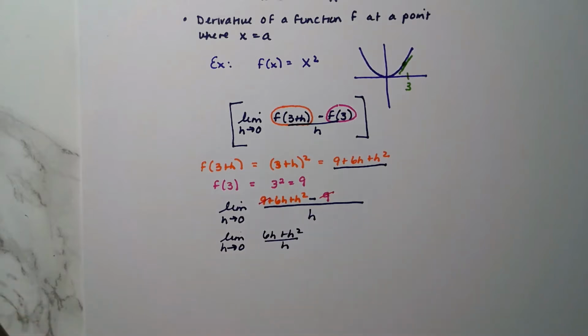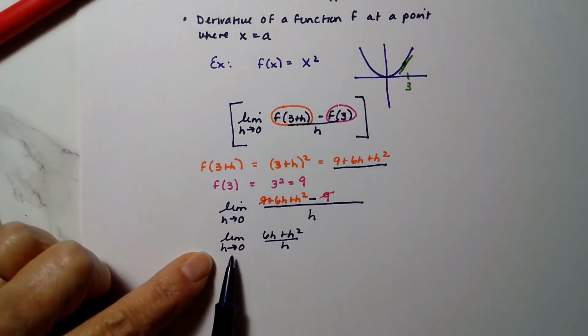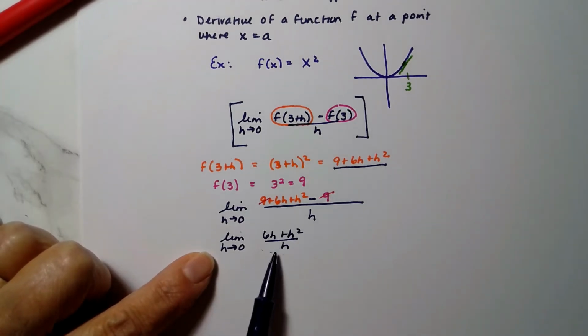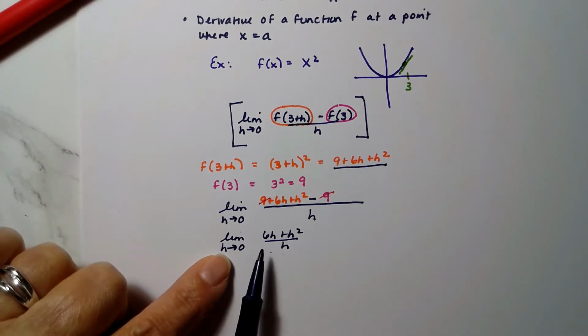And the idea here is, if I plug this 0 in for h, so with a limit, what we're going to do is simplify this expression as much as we can, and when we cannot simplify it anymore, we're going to substitute the 0 in for every h.